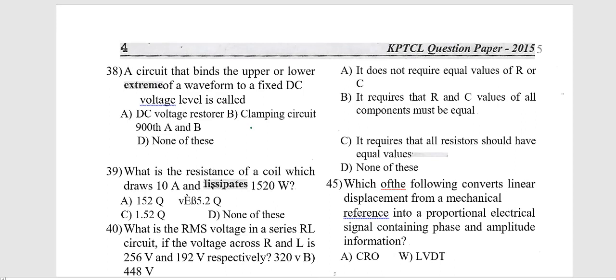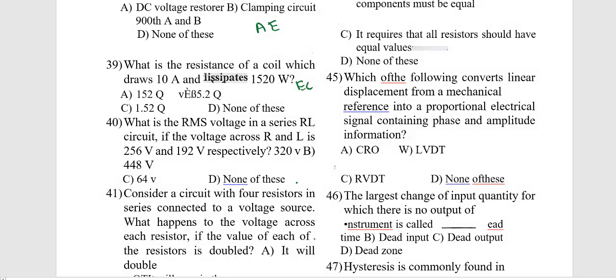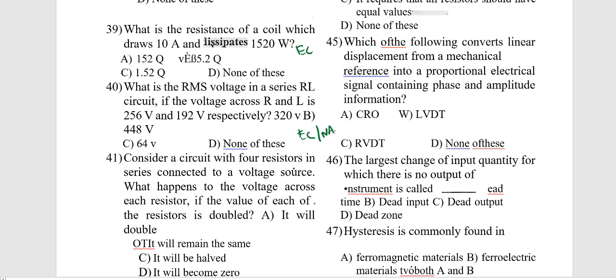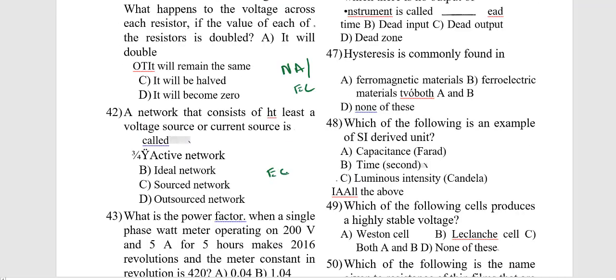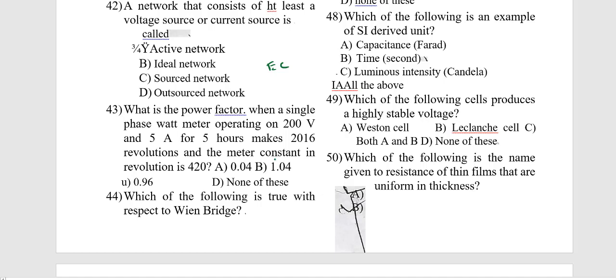The circuit that binds upper and lower fixed DC voltage is called as analog electronics. Resistance of coil, which again electrical circuits or network analysis or basic AC fundamentals. Again, this belongs to network analysis or electrical circuits. This one also electrical circuits. Power factor, so let's take this as measurements.